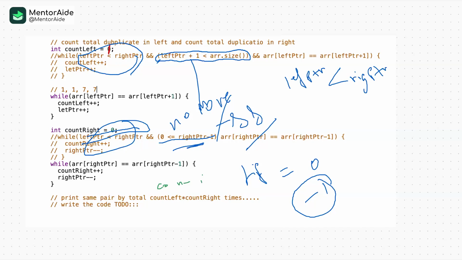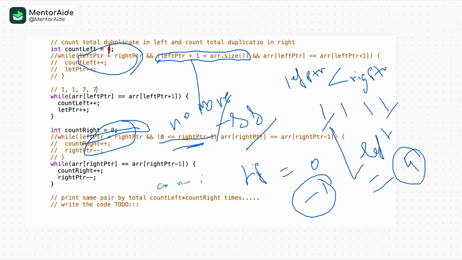Sandeep mentioned one thing: to avoid duplicates. If you don't add this one, let me tell you how. Let's say the given array is this. Left is here, right is here. You are running this while loop on the left pointer. What will be the left pointer count? It will be 4.